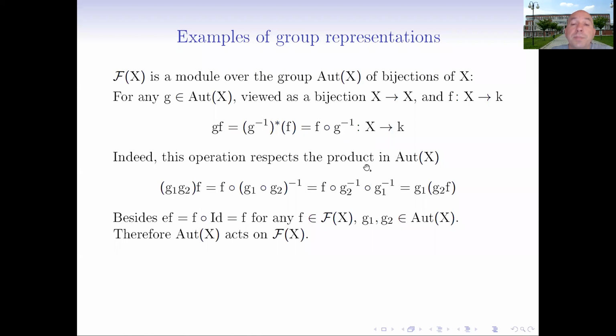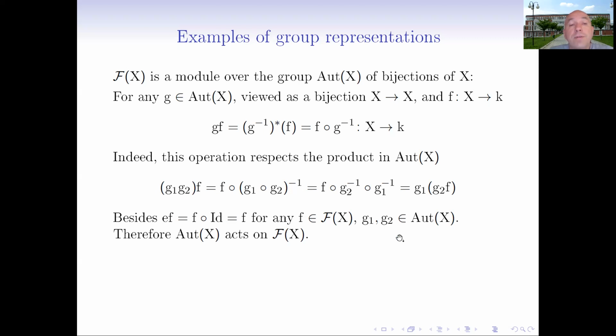So the operation respects the product in Aut(X). It's easy to see that (G1 G2) applied to F by definition is F composed with (G1 G2) inverse. And the inverse reverses the order. So this is F composed with G2 inverse, G1 inverse. And by definition, this is the same as G1 applied to (G2 F). This is really a representation. And of course, the neutral element inside the group of automorphisms, which is simply the identity transformation of X, acts as the identity on functions, because if we compose the identity with any function, we get the same function.